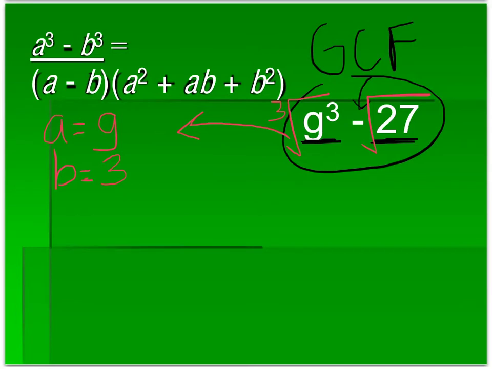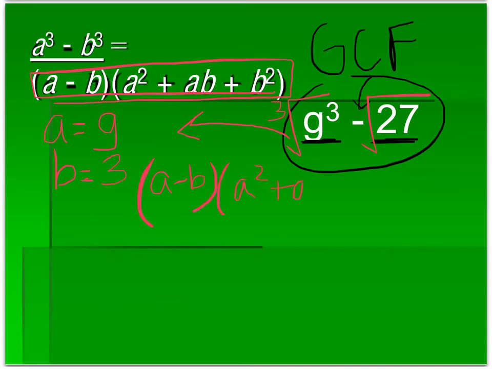So now we simply plug it into the correct formula. If this formula were not written down on my paper, I would definitely write it down. It's going to be a minus b, parentheses, a squared plus ab plus b squared. How do we remember that? I'll give you a little hint later. So a up here is really the letter g, which can be confusing, but just plug it in.